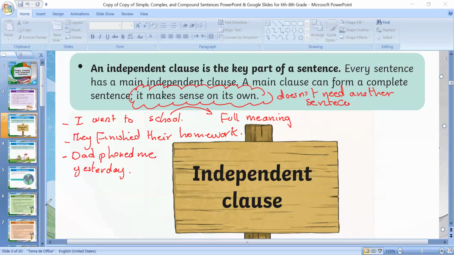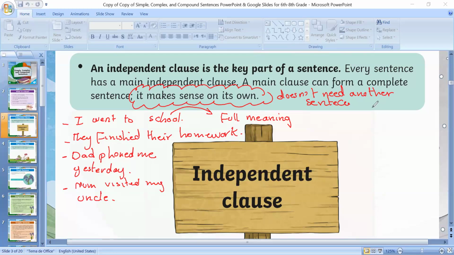This is a full meaning? Yes. Great, Mariam. Thank you, Abdurrahman. Yes, teacher. If I said, "Mom visited my uncle," is this a full meaning? Yes. Okay, Abdurrahman. Thank you.